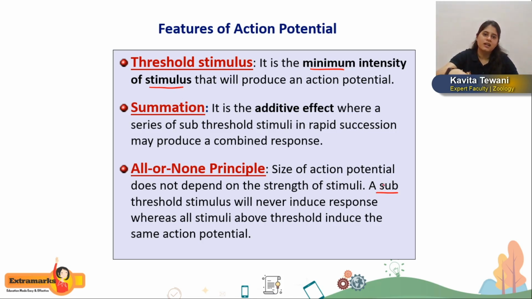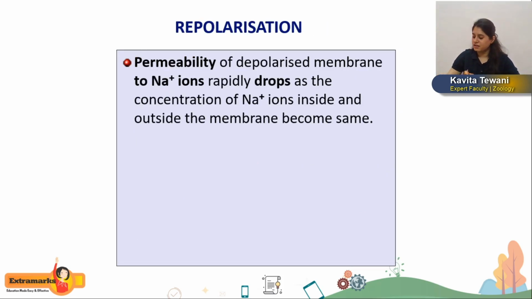Sub-threshold means even lower than that minimum value. For example, I consider a minimum value of 10. If the stimulus has a strength lower than that, even 9, a nerve impulse won't be able to be generated. But if 10 or above, it can even lead to the maximum response. So a sub-threshold stimulus will never induce a response because that is not enough, right? And if the stimulus has that minimum strength, a threshold stimulus, then a nerve impulse would be generated.